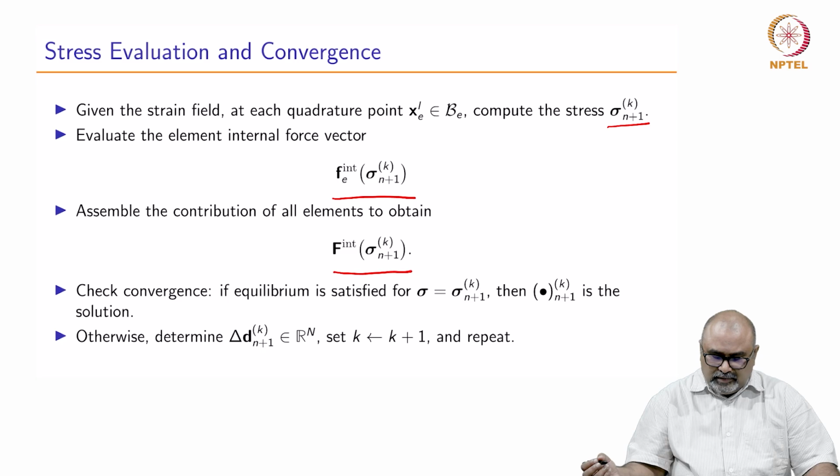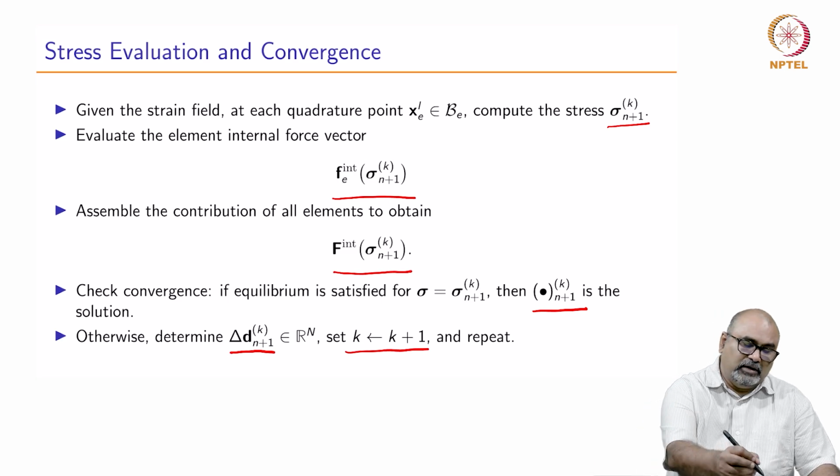Now, if equilibrium is satisfied, then the corresponding value of displacement is the solution. Otherwise, we have to find the incremental update in the displacement, delta d n plus 1 k, and then we have to update the values from k to k plus 1, and repeat the iterations.